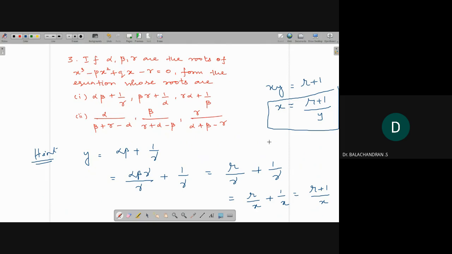So you'll get the final answer: y cube plus (coefficient of y square) y square plus (coefficient of y) y plus the constant term. I just put a bracket; you need to find these things. Okay, for subdivision 2.